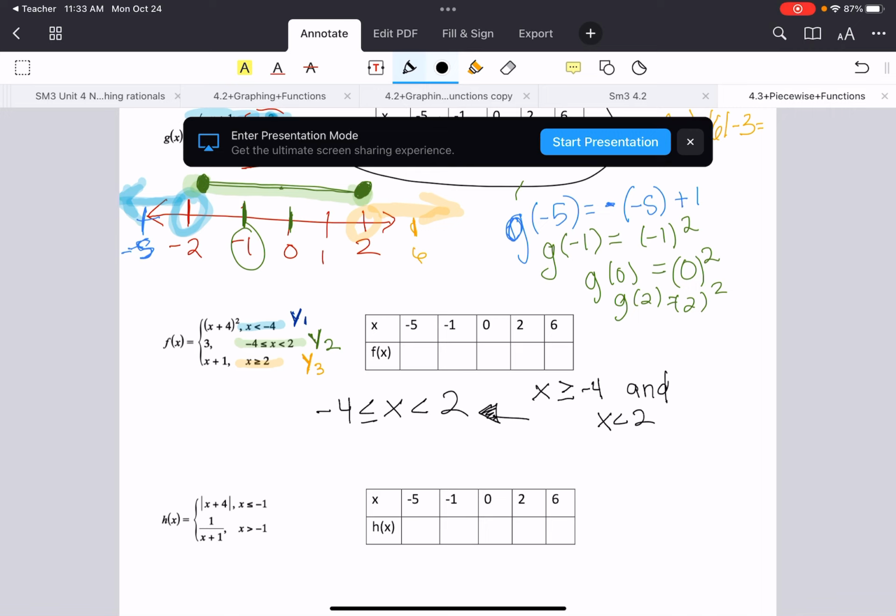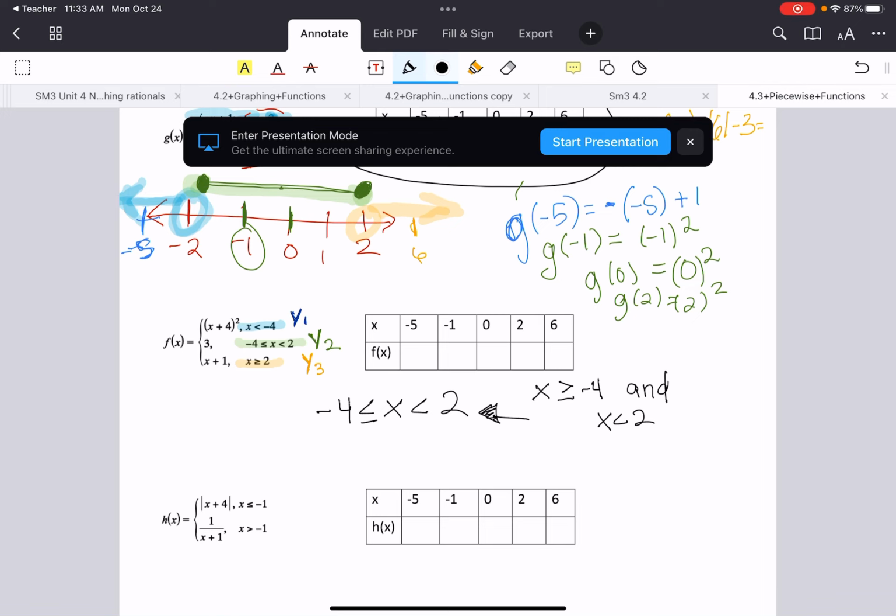The second test is x less than 2. So we have x is greater than or equal to -4 and x is less than 2. Wait, where do you get the "and"? You do the second test and go over to logic. Press right, and then the "and" is there. Okay, thank you.